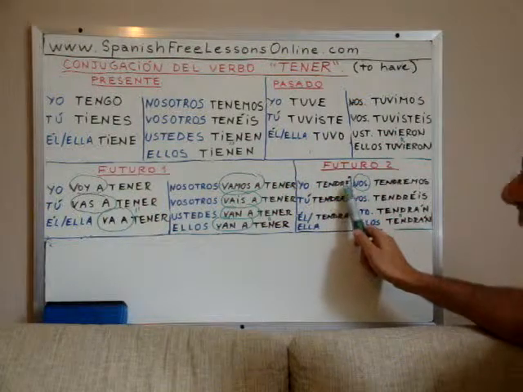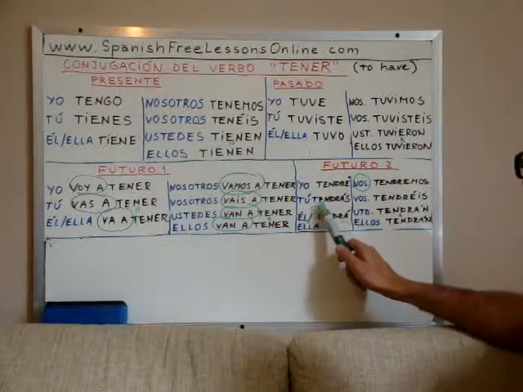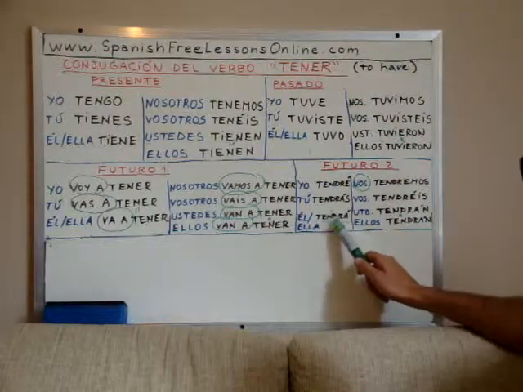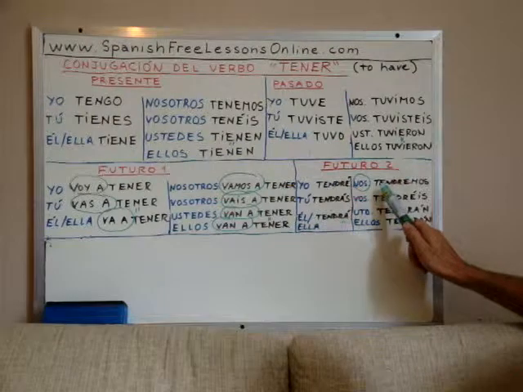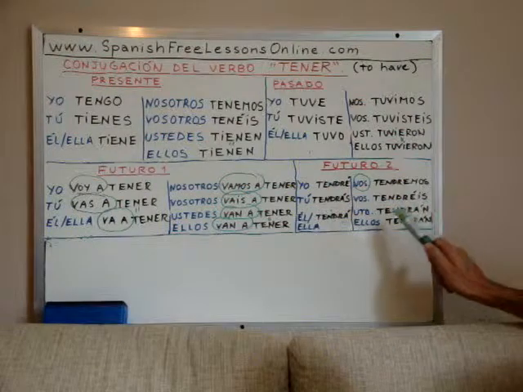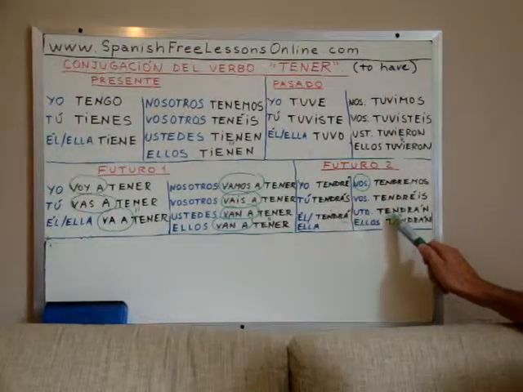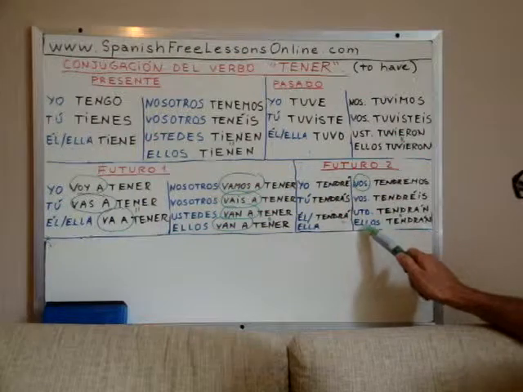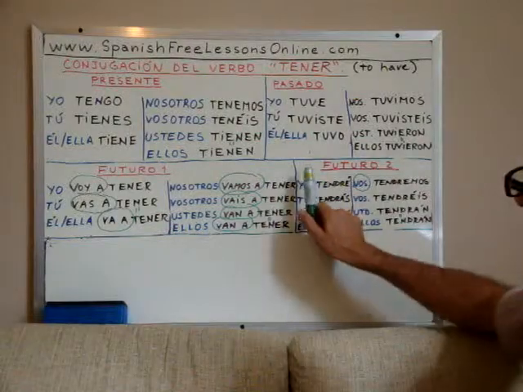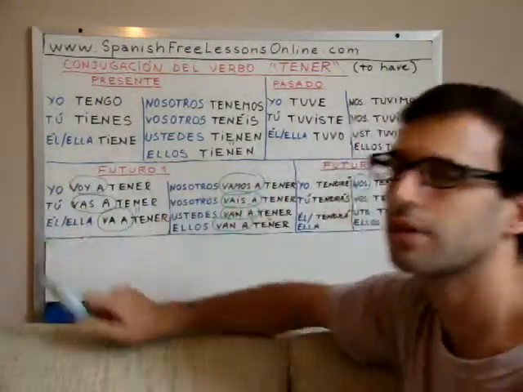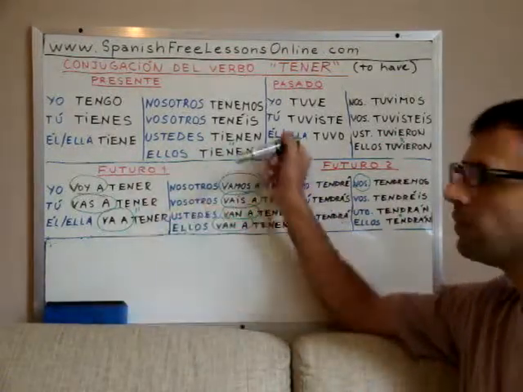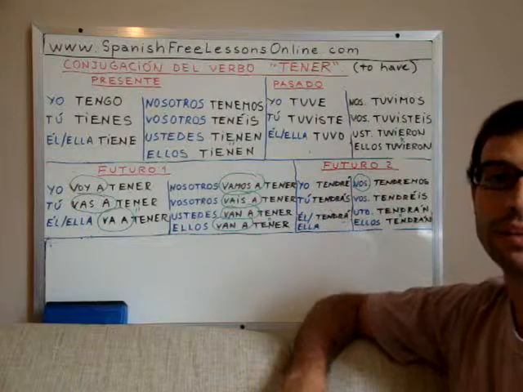Yo tendré. Tú tendrás. Él tendrá, or ella tendrá. Nosotros tendremos. Vosotros tendréis. Ustedes tendrán. Ellos tendrán. Okay? So, this and this are identical, right? Different ways of conjugating the future, and they mean exactly the same.